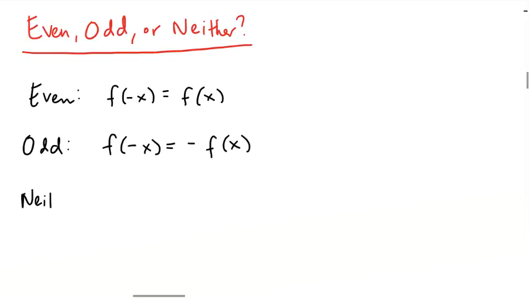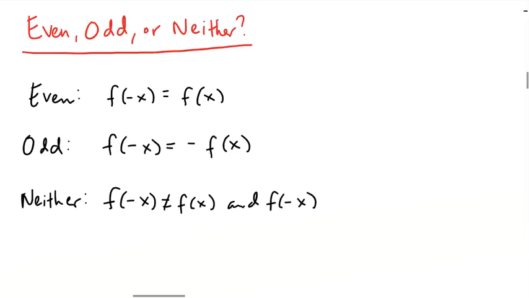And if a function is neither odd nor even, then f of negative x does not equal f of x, and f of negative x does not equal negative f of x. So basically, if it's neither, then these two conditions are not followed. What this basically means is that for an even function, if you plug in negative x wherever there's an x, you should get the same function back out. And for odd functions, if you plug in negative x, you should get the negative version of the function after you simplify everything. So let's go ahead and look at some examples.